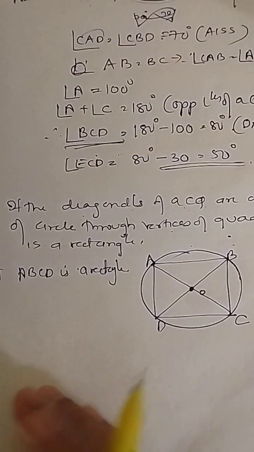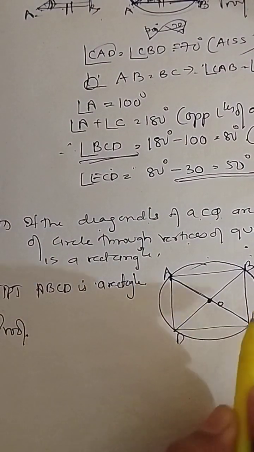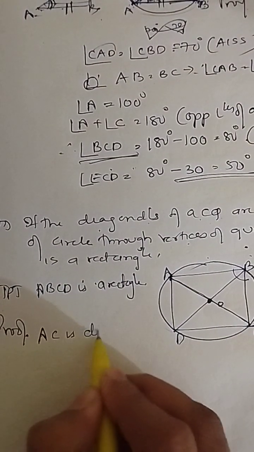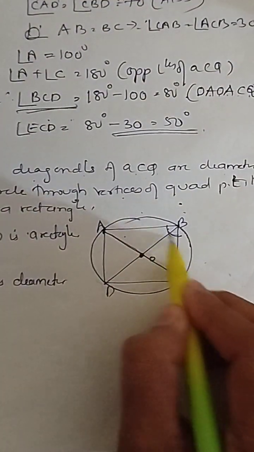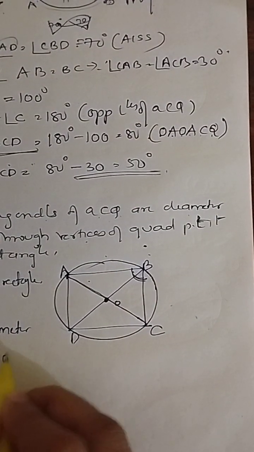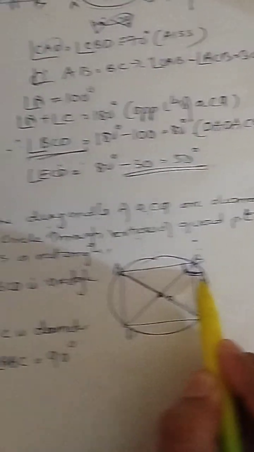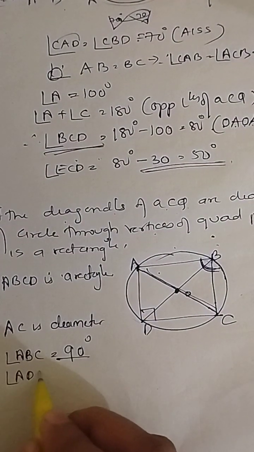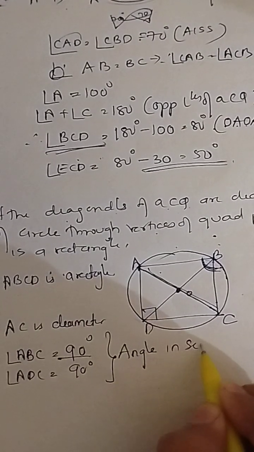Now to prove that it's a rectangle, very simple. Remember, diameter, circle, what is the angle? We'll take first AC is the diameter. So when AC is the diameter, what is angle B equal to? I told you in the beginning, angle in a semicircle is how many degrees? Angle ABC is a right angle, so this will be 90 degrees. Similarly, angle ADC is also equal to 90 degrees. Both reasons are angle in a semicircle.